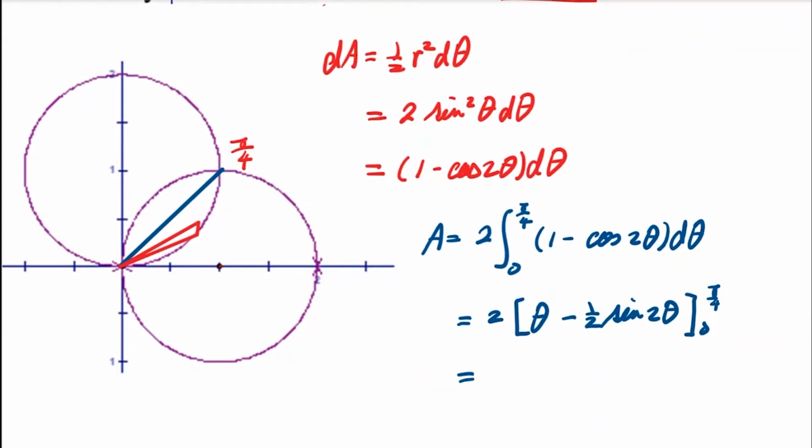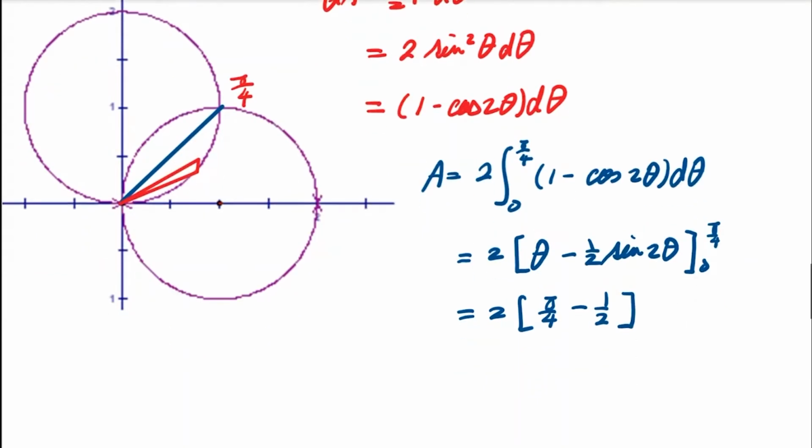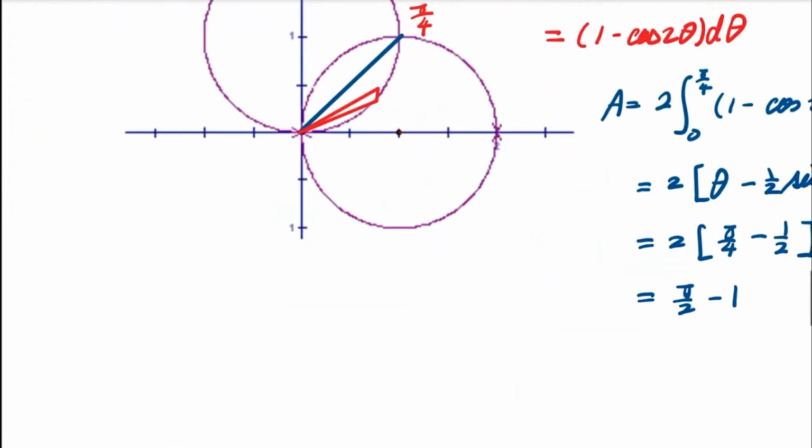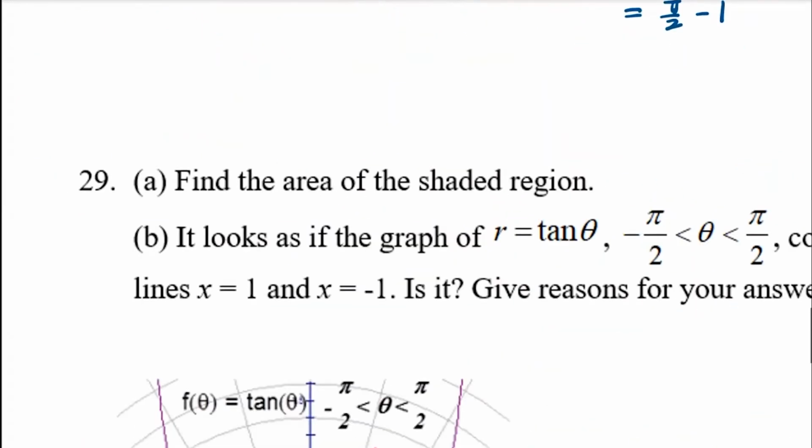Okay, so that is 2, and then this is pi over 4, and this is pi over 2, right? Is that minus 1/2? Well, 1 with half. Let's distribute 2 to make it look pretty, right? So we have pi over 2 minus 1. How about that? Good. Say yes. Okay, then we'll move on to number 29.